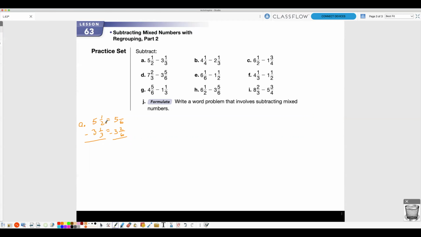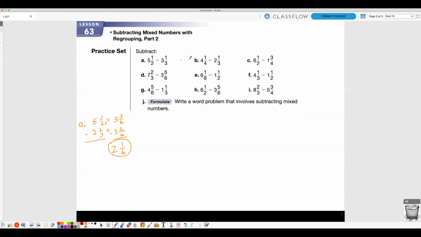2 times 3 here, so this would be 6. And it looks like I don't have to regroup here because 3 minus 2 works. So 3 minus 2 is 1. The denominator is 6. 5 minus 3 is 2. That's it. Everybody should have letter A correct. I just gave you the answer. It's 2 1/6. That'll just give you one more example to look at.